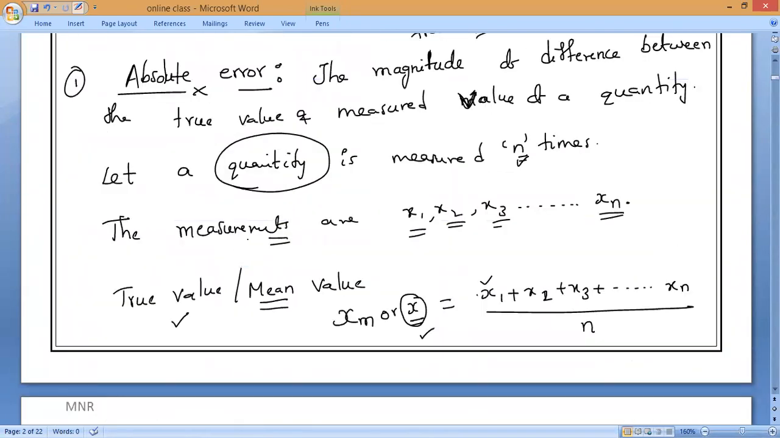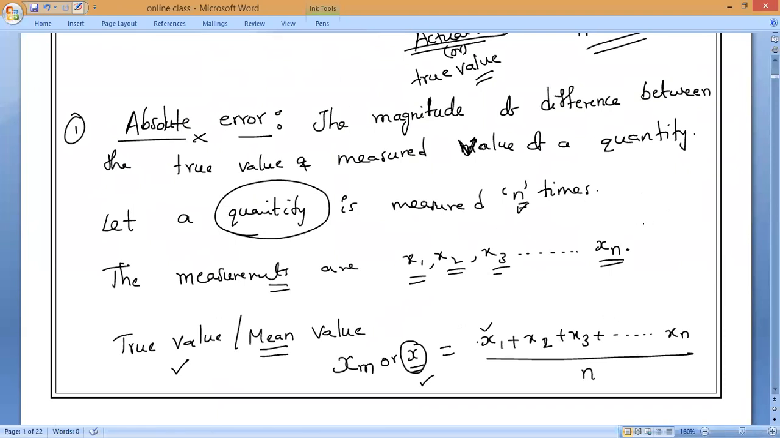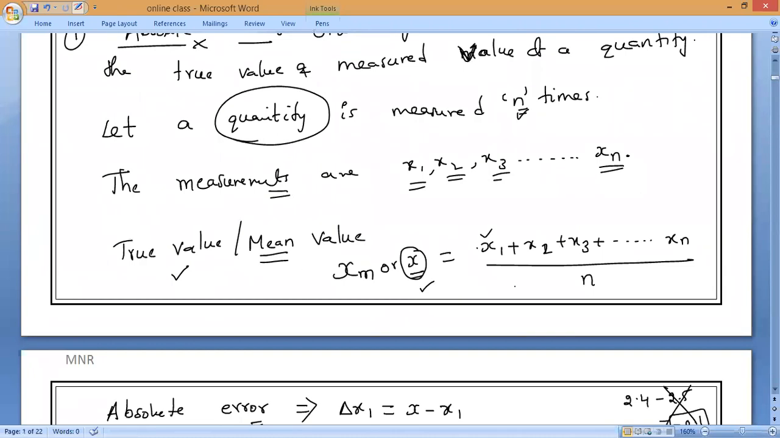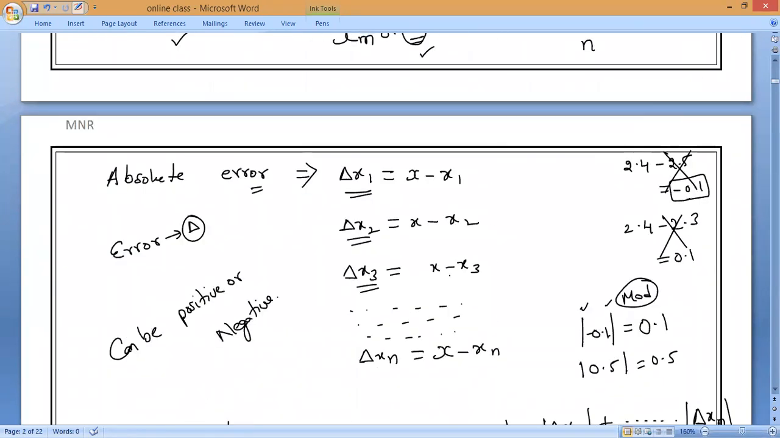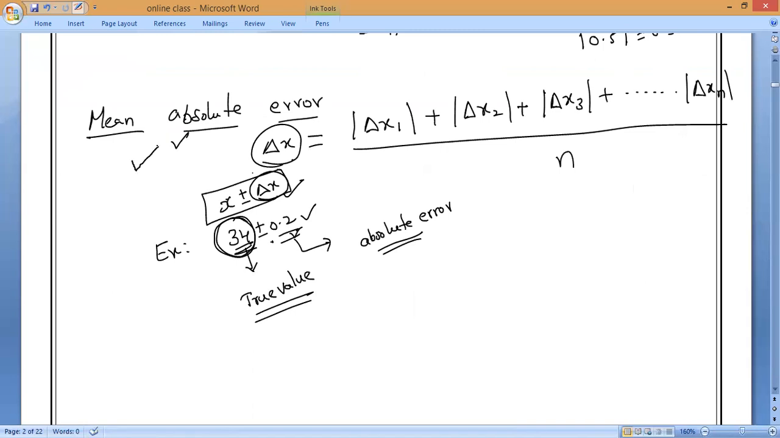Whenever we take measured values x1, x2, x3 up to xn, to find the true value you have to take the average. To find the absolute error, it is the true value minus measurement 1, true value minus measurement 2, and so on up to measurement n. That is n number of times you find the error for every observation. I cannot just say how much the error is, because one time it comes minus, one time plus, one time zero. That is why I should say a common error. That common absolute error we call the mean absolute error.